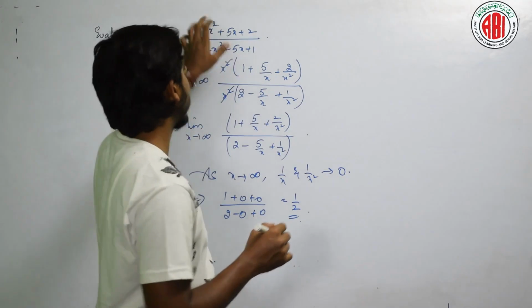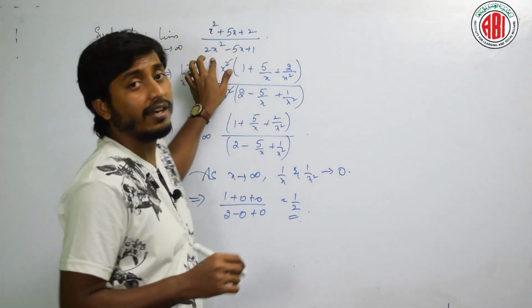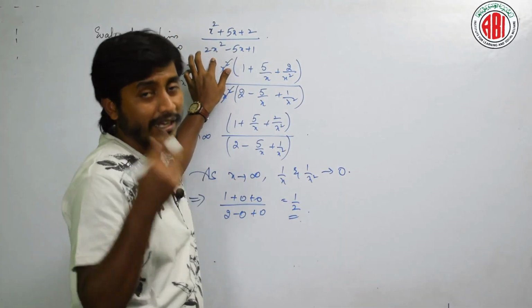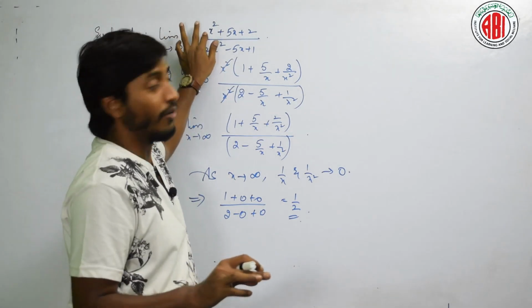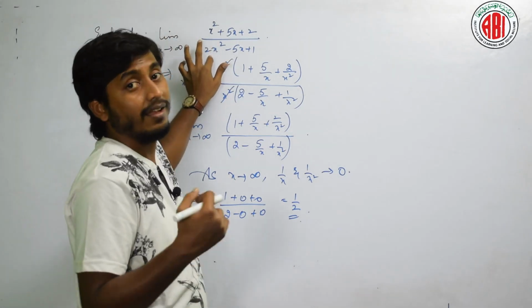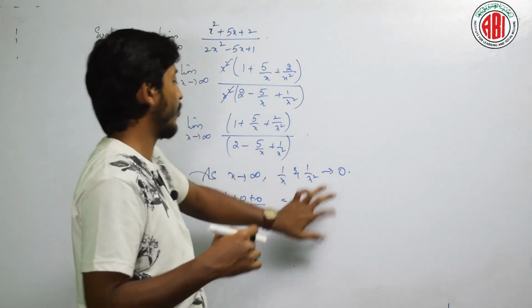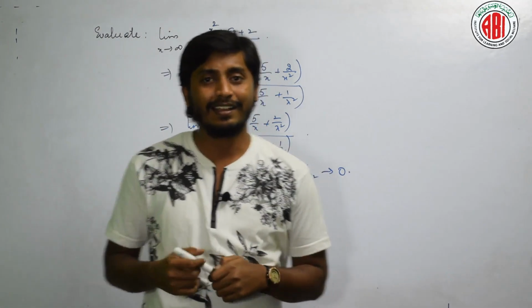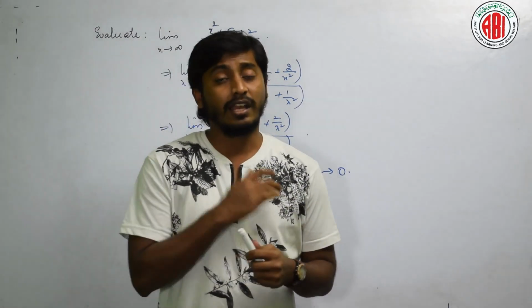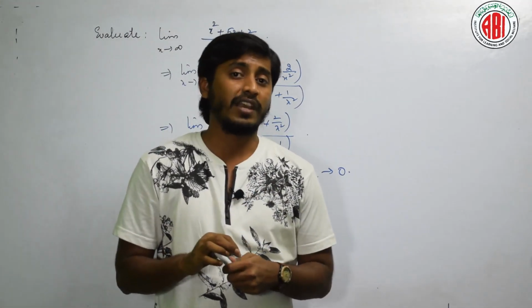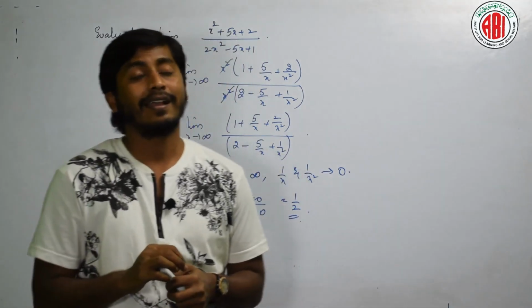Whenever you see this kind of question, if numerator and denominator are of the same degree, you can directly write the answer as the coefficient of the highest degree in the numerator over the coefficient of the highest degree in the denominator, that is 1 by 2. Is it clear? Fine. These are the different problems of limits based on infinity. The next topic we are going to discuss now is continuity.